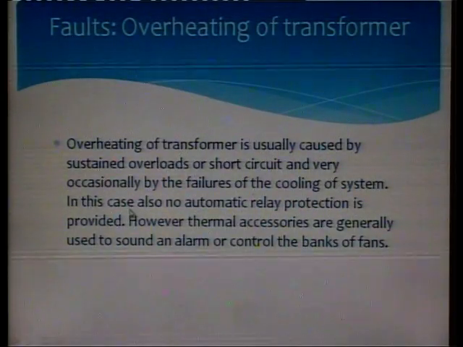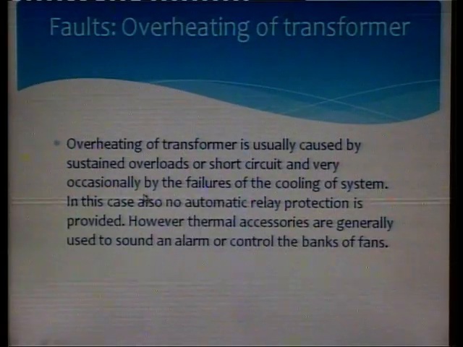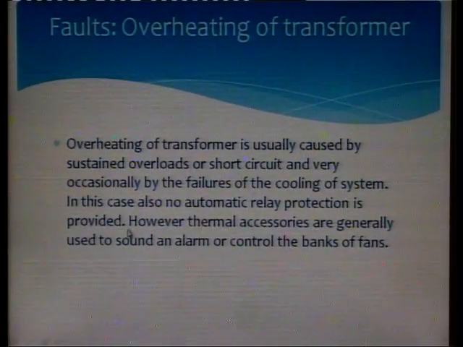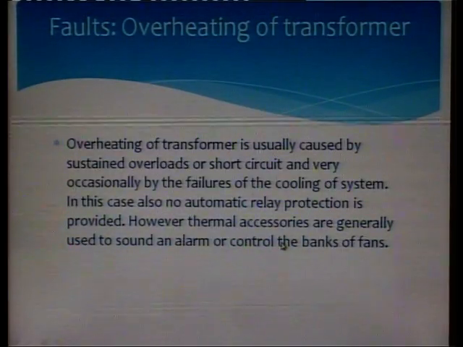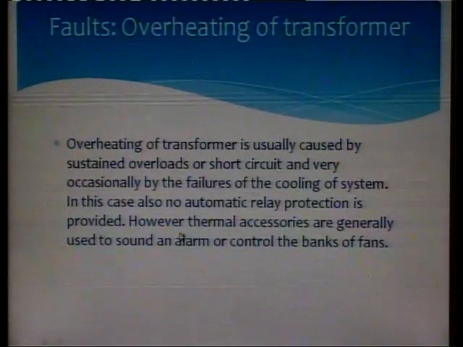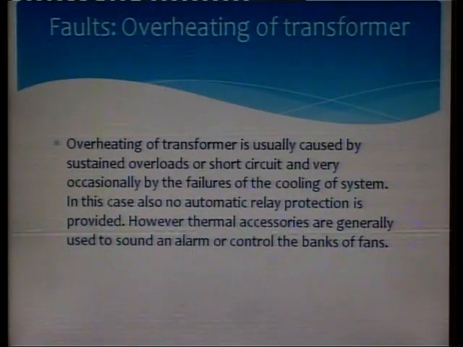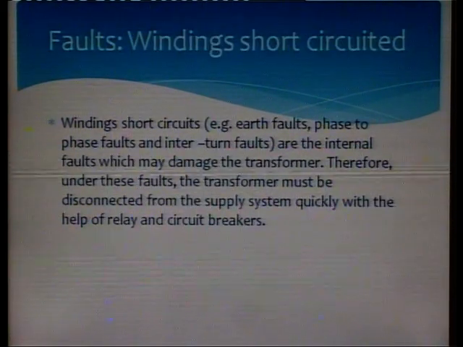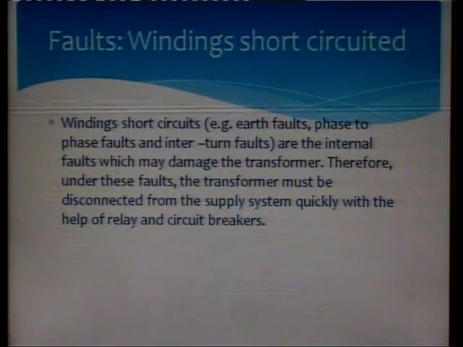But in this case also, no automatic relay protection is provided. As in the previous case of open circuit, no automatic relay protection is required here. However, thermal accessories are generally used to sound an alarm or control the banks of fans. So, for the first two faults we don't require any automatic relay protection, and we can disconnect the transformer manually as desired.